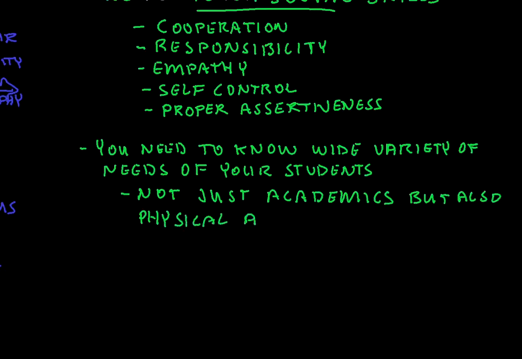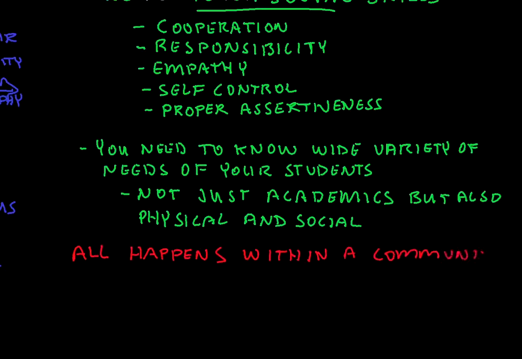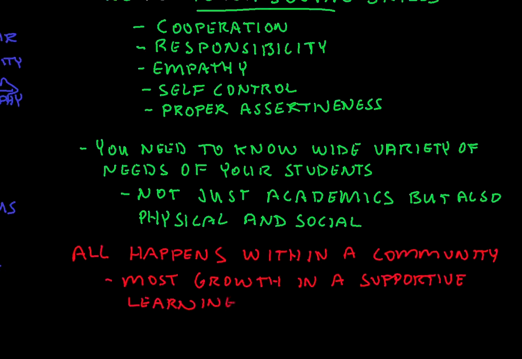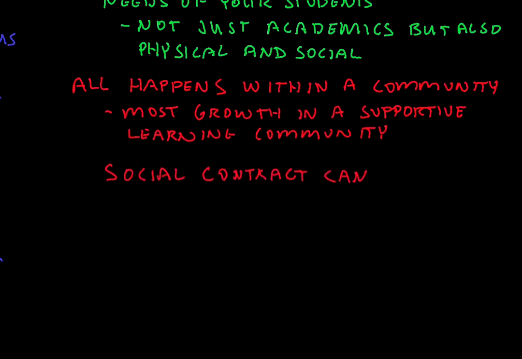And all of this happens in a supportive learning community. And within a supportive learning community is where the most success will happen, or the most cognitive growth will happen. And so one way to set the stage for that at the beginning of a class is to have the students work together to make that social contract.